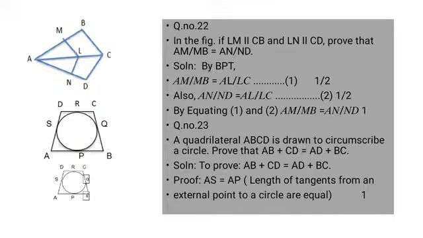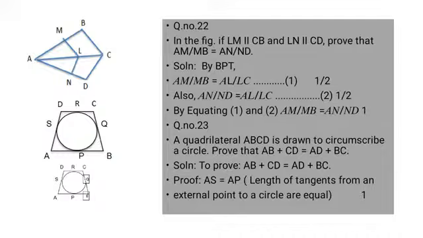Next question, question number 22. It is similarity based question. In the figure, if RM parallel to CB and LN parallel to CD, prove that AM upon MB is equal to AN upon ND.